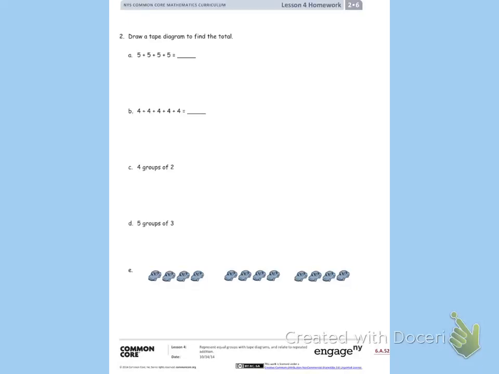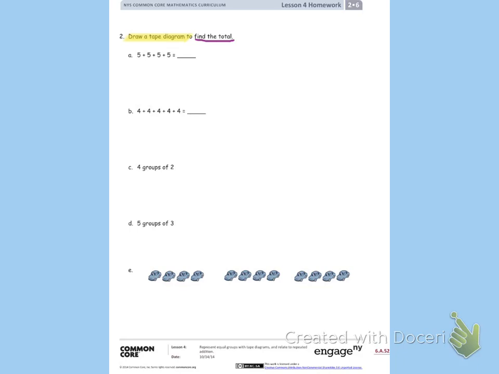Module 6, Lesson 4's objective is to represent equal groups with tape diagrams and relate to repeated addition. Item 2. Draw a tape diagram to find the total. I'm going to highlight Draw a tape diagram. I think I'll underline Find the total.